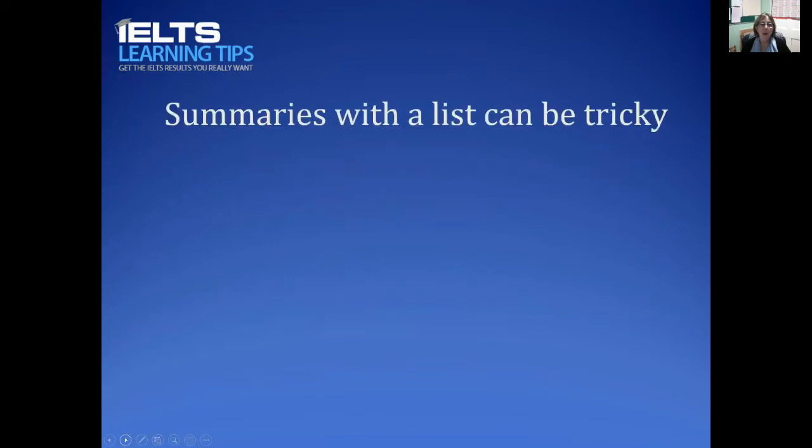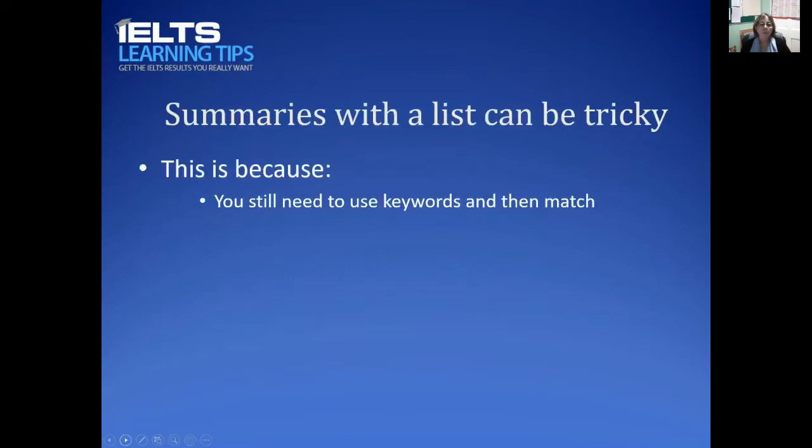Now, why are they tricky? Well, because you still need the keywords, you still need to find the information in the text, okay, and match them. This means it takes a little bit of time, because you've then got to come back and find a word from the box that will fit with the information you found. So this can take a little bit more time than some of the other questions.